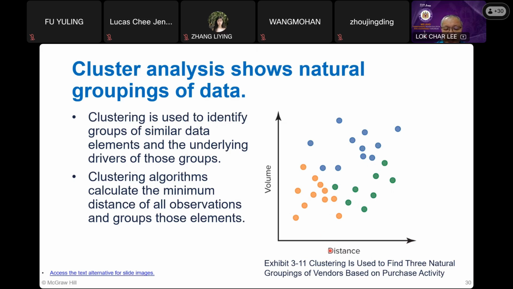You can see the distance and also the volume. You put the distance on the X axis and the volume on the Y axis. Then you can do a clustering of your suppliers. The clustering algorithm calculates the minimum distance of all observations and groups these elements. So with distance versus volume, you can naturally cluster your suppliers.